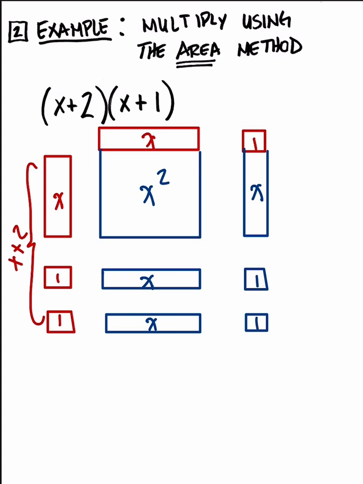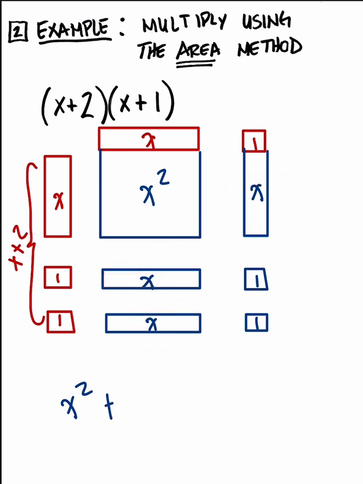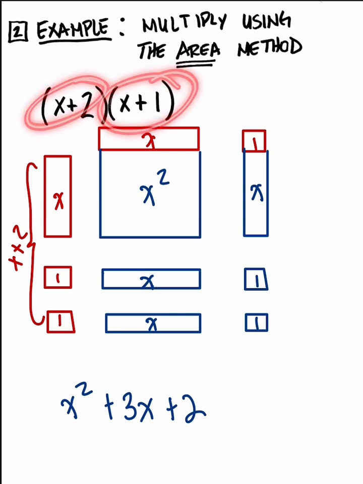So now adding all our tiles together, we see we have 1 tile of x squared, and then we have 3 tiles of x, so that would be x squared plus 3x, and then we have 2 tiles of 1, so that would be plus 2. So this represents x squared plus 3x plus 2. So if we multiply these two binomials, we can connect it to x squared plus 3x plus 2.